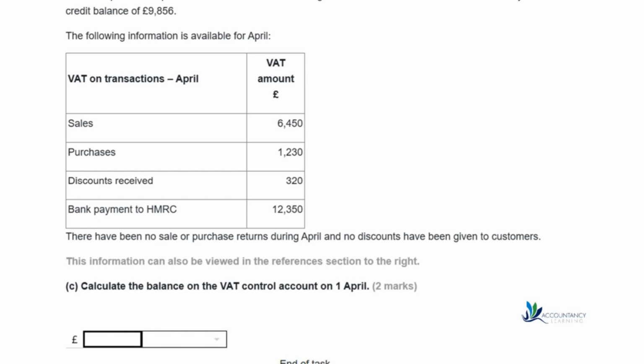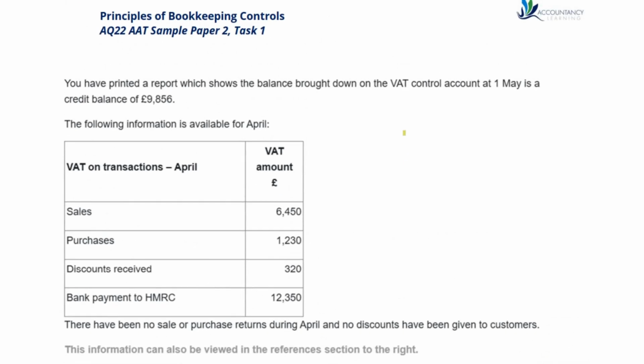And the final part of this task asks us to calculate the balance on the VAT control account on the 1st of April. Now with this one we need to be very careful about the dates. We need to work out what the balance on the VAT control account is on the 1st of April. We're given information regarding April, but we're given the 1st of May credit balance. So I strongly recommend drawing out a T account for this.